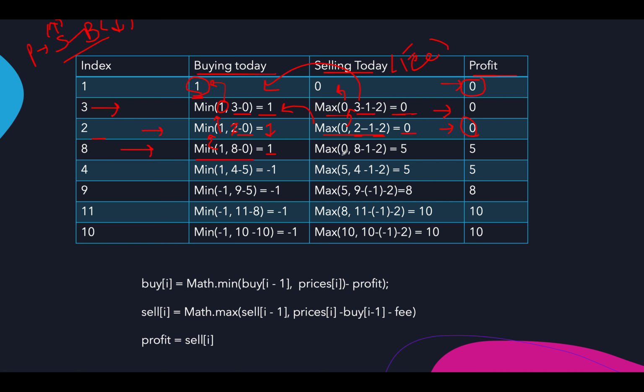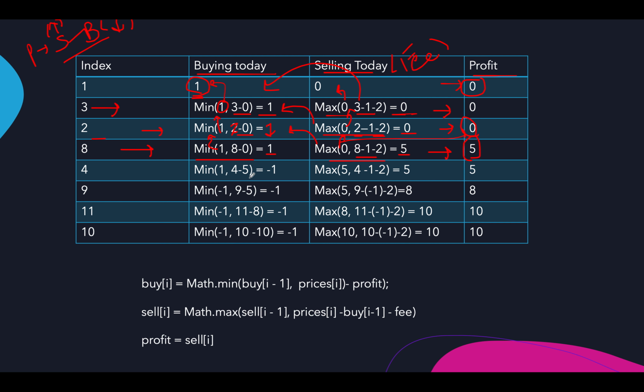And let's talk about the selling today case, where the first candidate is 0, because the previous profit is 0, and the second case is, since I am selling today, I need to look at the buying cost of the previous day: 8 minus 1 minus 2, which stands for 5, and I need to take the maximum of these two, because I want to maximize the profit. So the profit becomes 5.